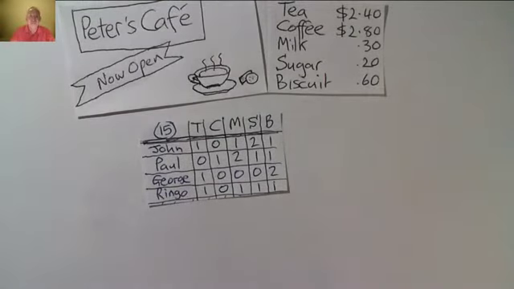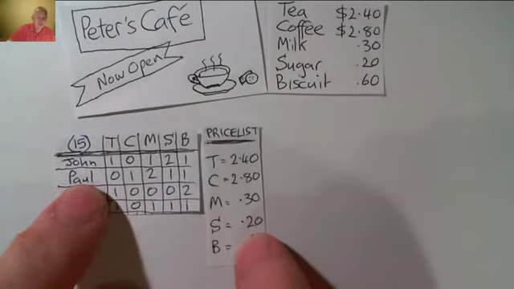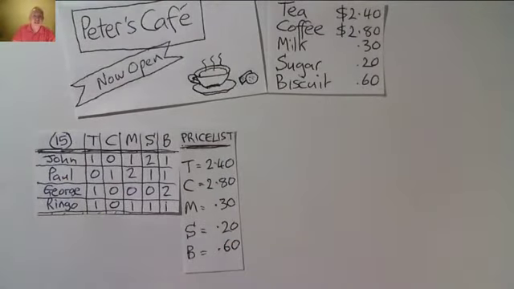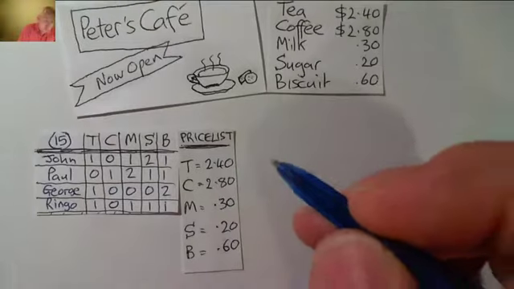But at the end of the time when this group of people are ready to leave the cafe, they'll need to come to the cash register and pay. So what we're going to do now is grab our price list and we need to do some calculations. So I'll put that over here. And okay, so how are we going to do this? Well, we better work out John's bill first.